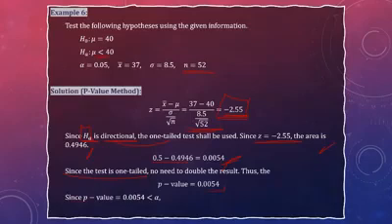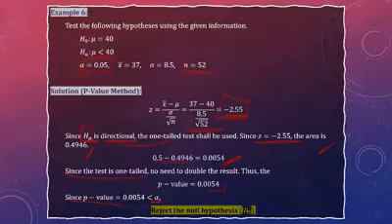And since our p-value is equal to 0.0054, and this is less than our level of significance, again, our level of significance is 5%. So our conclusion is to reject the null hypothesis.